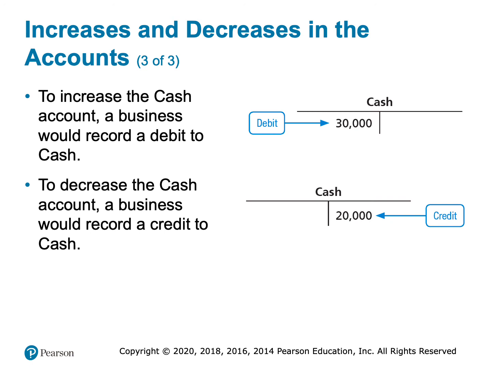Then in the second transaction, when I bought land for $20,000 cash, I will credit the cash account to reduce it. So I'm just going to put that $20,000 on the credit side to reduce it.